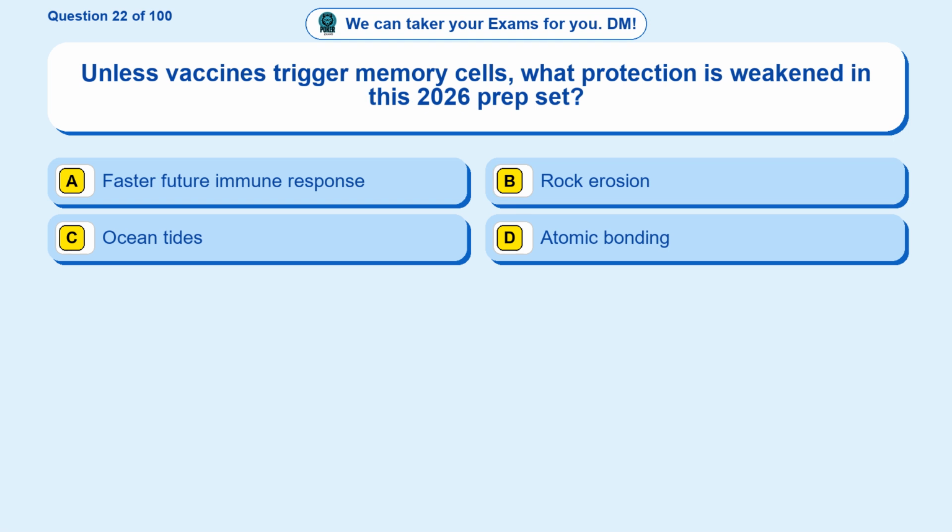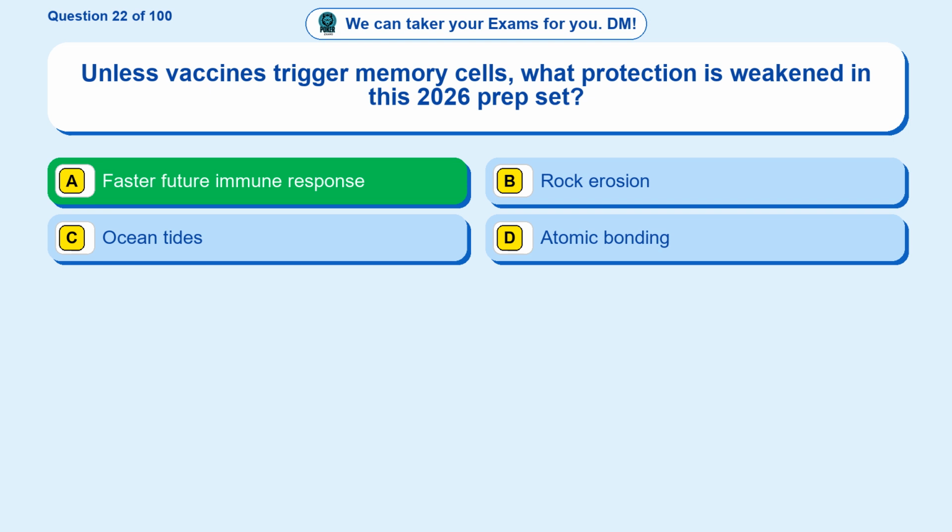Question 22. Unless vaccines trigger memory cells, what protection is weakened in this 2026 PrEP set? Option A, faster future immune response. Option B, rock erosion. Option C, ocean tides. Option D, atomic bonding. The correct answer is option A.